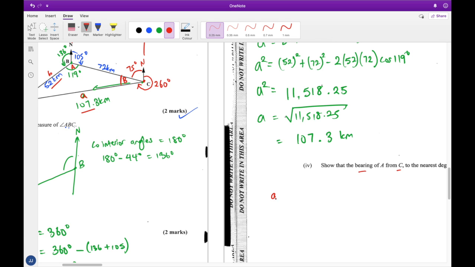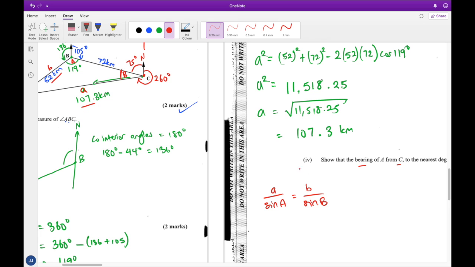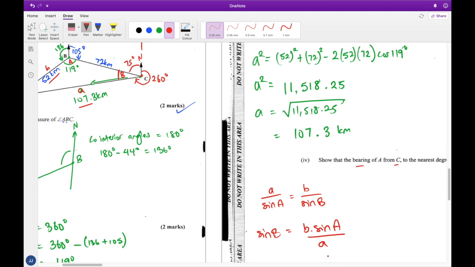So the sine rule is A over sine A equals B over sine B. Since it's the angle B that I want, let me make it the subject of the formula. So the sine of B is going to equal B multiplied by the sine of A, all divided by the side A. So now let's put in our values. The sine of B is equal to the side B, which is 52, multiplied by the sine of the angle A, which is 119 degrees, divided by the side A, which is 107.3 kilometers.